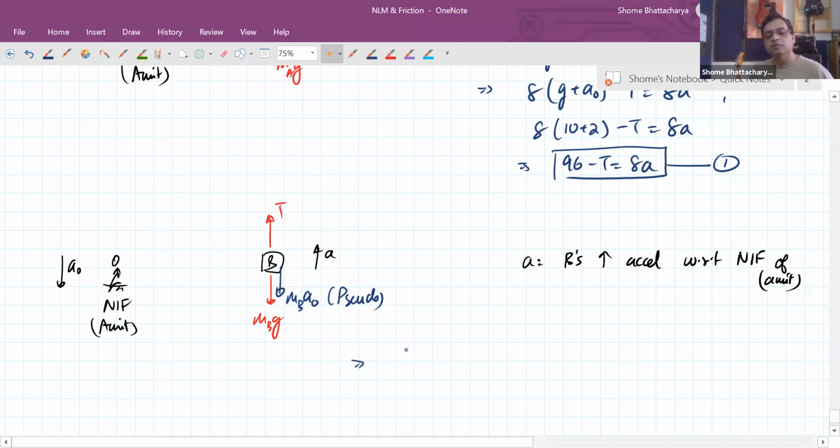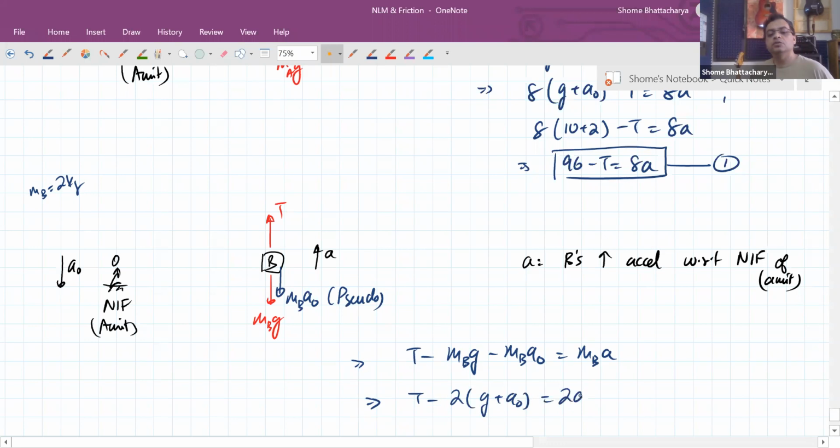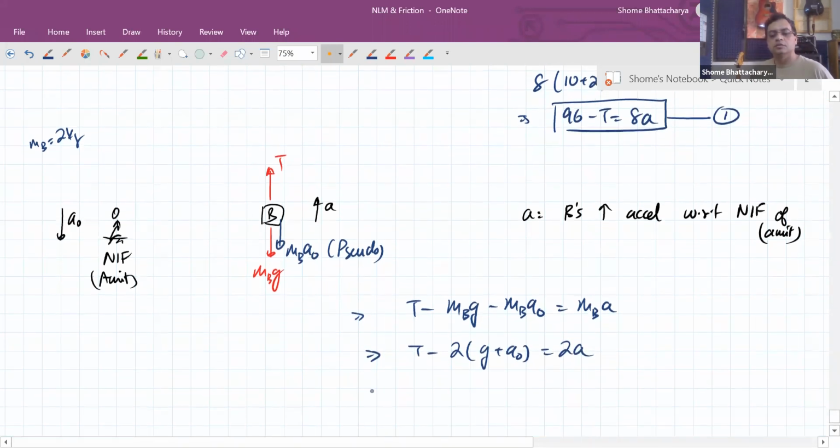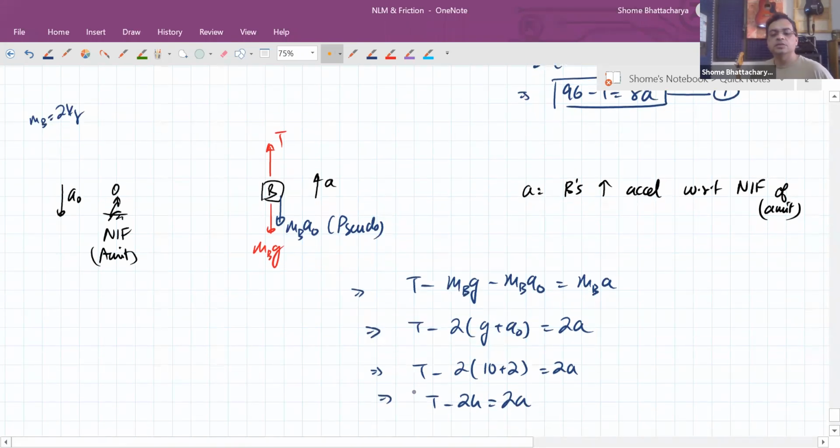So the equation will become T minus, sorry, the weight minus the pseudo force is equal to mass into acceleration in this frame. Okay. And mass of B was 2 kg. So we have T minus 2 into G plus A naught is equal to 2A. So we have T minus 2 into 10 plus 2 is equal to 2A. So we have T minus 24 is equal to 2A. So this becomes our second equation, which we are getting from this one's free body diagram.